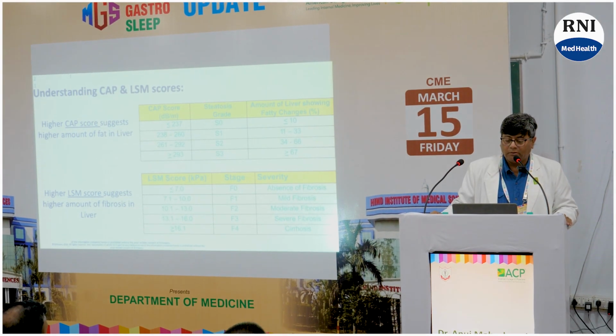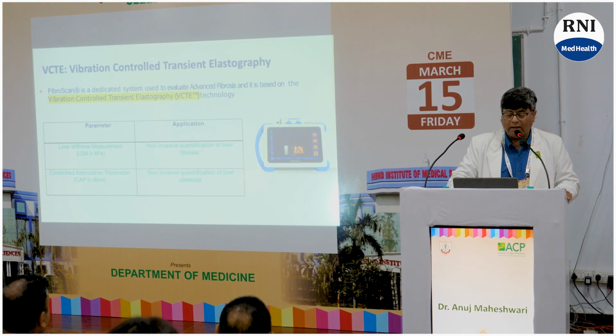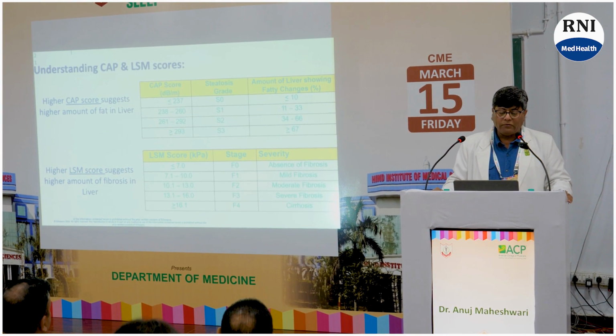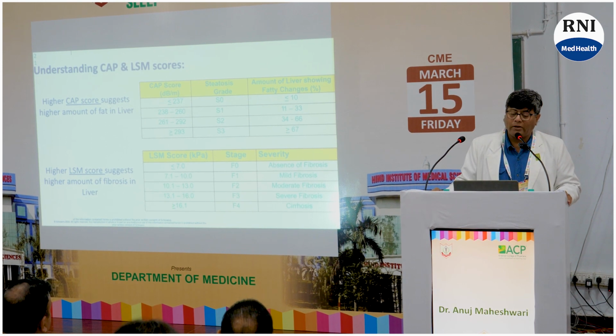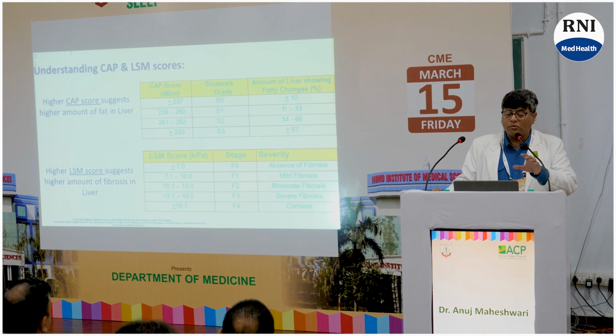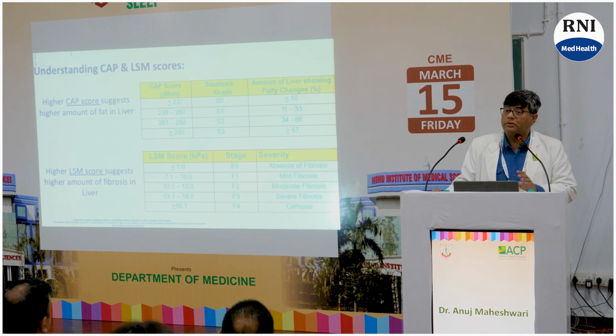If we have a higher CAP score, that suggests a high amount of fat. As I have already said, the controlled attenuation parameter gives you the deposition, or amount, of the fat. So these are the scores through which you can grade steatosis and the amount of fatty change in the liver. If somebody has a CAP score less than 237, he is in grade 0, having less than 10% fatty changes in the liver.